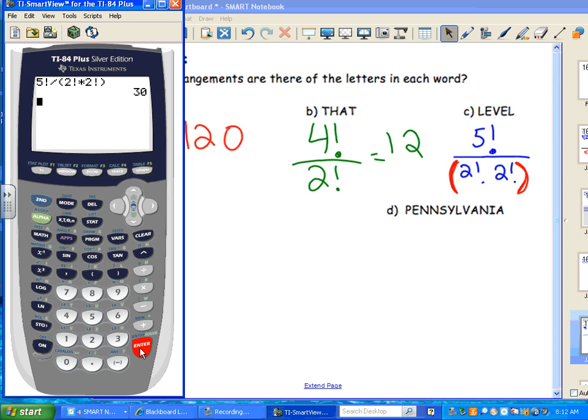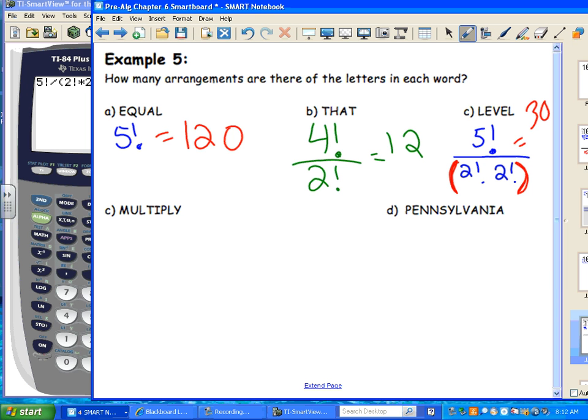You should all get 30. There are 30 ways to arrange all the letters in the word level. That takes into consideration the 2 letters that are repeated. Nathan S.? No, that's not right. You did 5 factorial divided by 4 factorial or 5 factorial divided by 4? Okay, that's why. Because 2 factorial times 2 factorial is 4. Do you know what I mean?